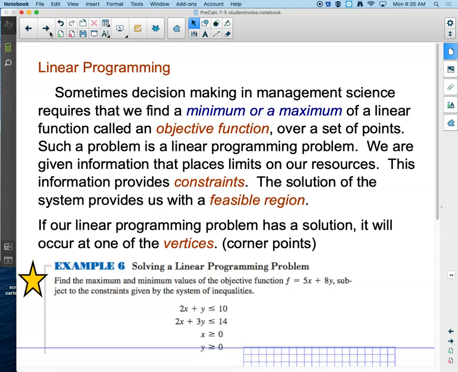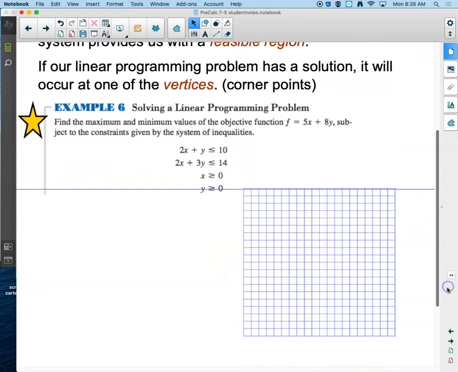And in business, they often have computers that will actually go through this process. But obviously, you have to program the computer. So you have to be able to come up with the constraints and the objective function that will make that happen. So this says we're going to solve a linear programming problem.